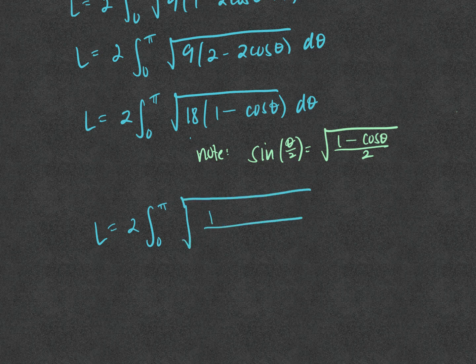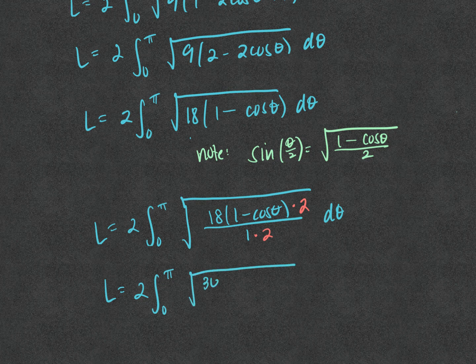And right now we have 18 times (1 minus cosine theta), and it's over the number 1. But I would like to have a number 2 here. So I can do that by multiplying by 2. And what I do on the bottom, hopefully you said also do on the top. So L equals 2, the integral from 0 to pi, the square root of 18 times 2 is 36, times (1 minus cosine of theta) all over 2 d theta.